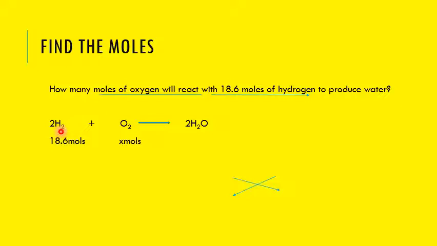And what was our next step? All right, so if it's moles at the bottom, what do we put at the top? We put the coefficient. So put the coefficient for hydrogen, which is 2, and the coefficient for oxygen is 1. That's it. Next step is we cross multiply. That's it. 18.6 multiplied by 1 divided by 2. And the answer you should be getting is 9.3 moles. That's it.